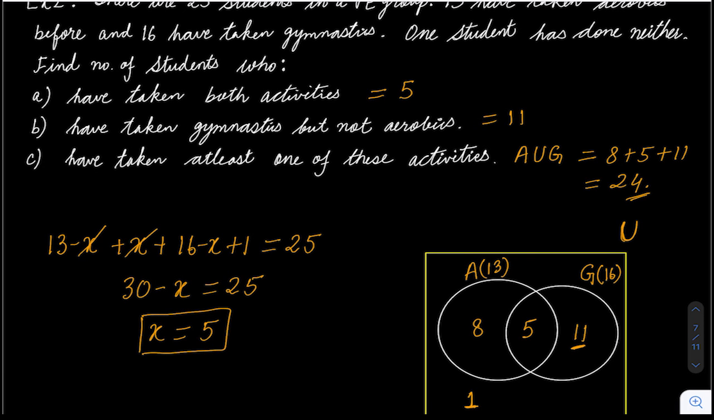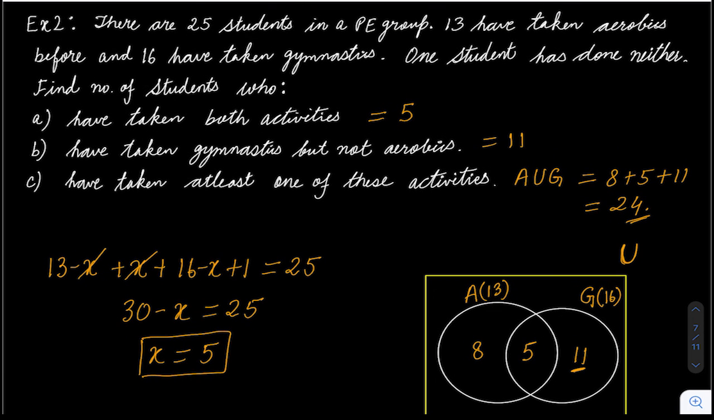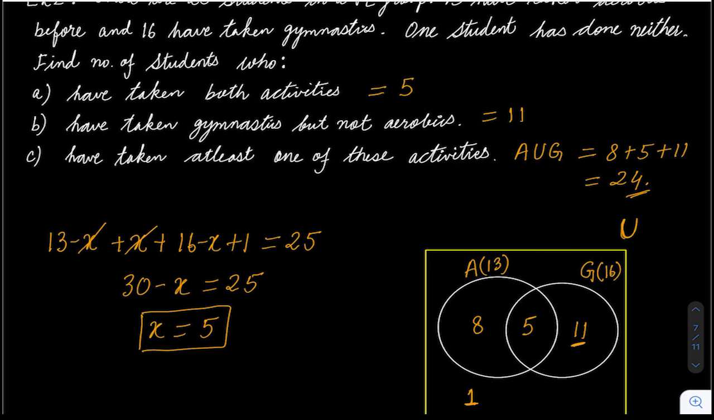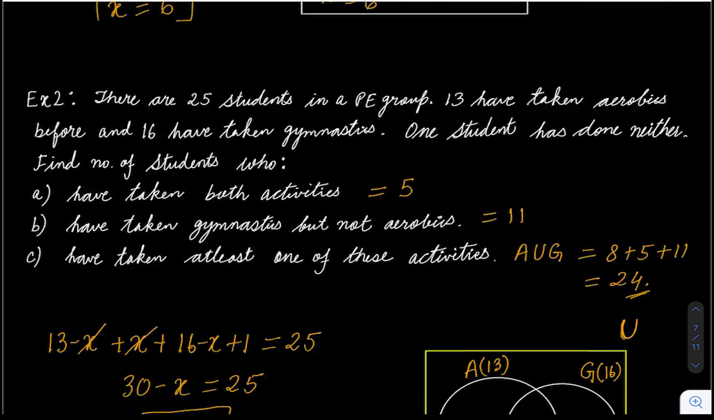So this is how we can convert a word problem into a sets Venn diagram question and solve. In the next part, we will see how to solve questions when there are more than 2 sets involved, that is 3 sets or 4 sets.